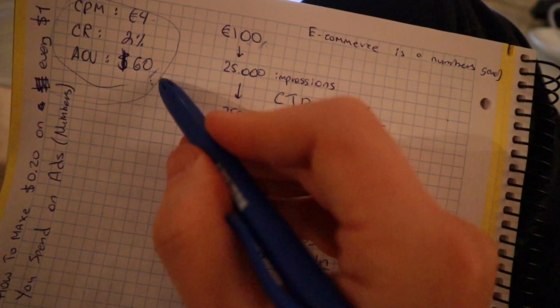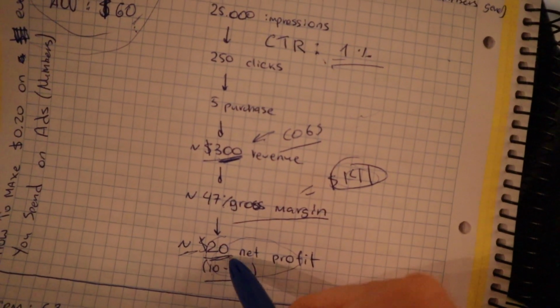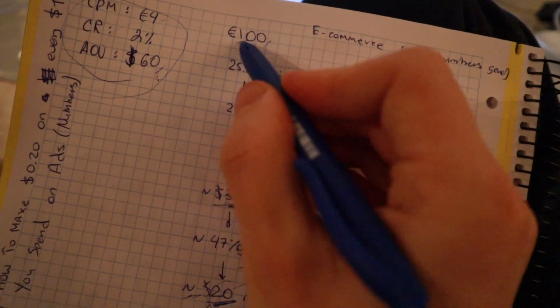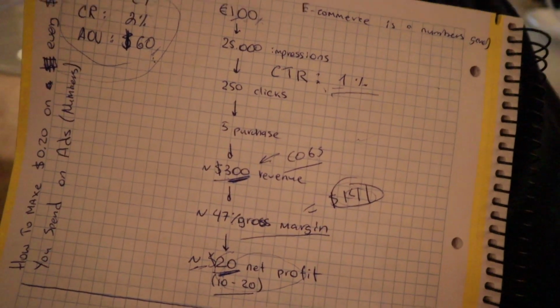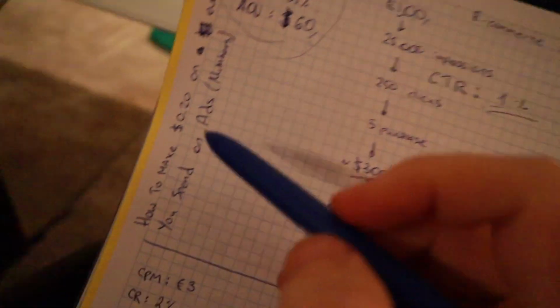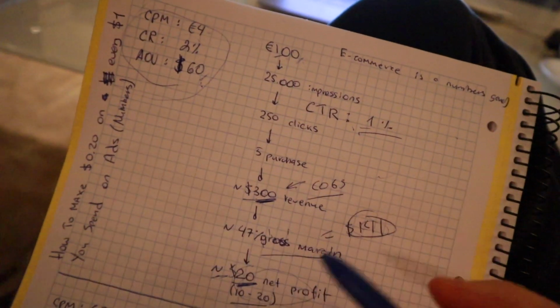If I'm getting all of these numbers correct, then I should be getting 20 cents on every dollar, or in this case euro, that I spend. Okay? So this is the math behind how to make 20 cents on every dollar, right? This is what I mean when I say that e-commerce is a numbers game, and it really is. And this is the beauty about it. You can calculate and you can optimize.